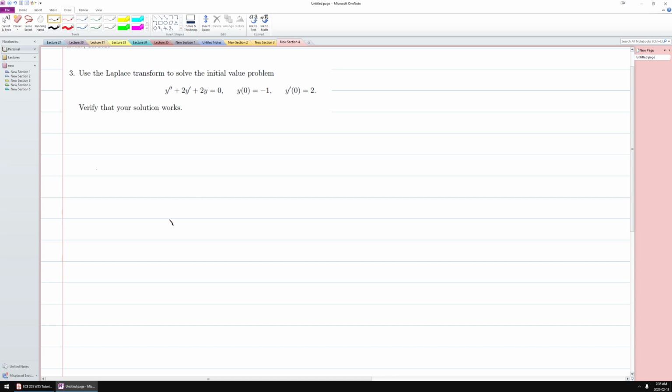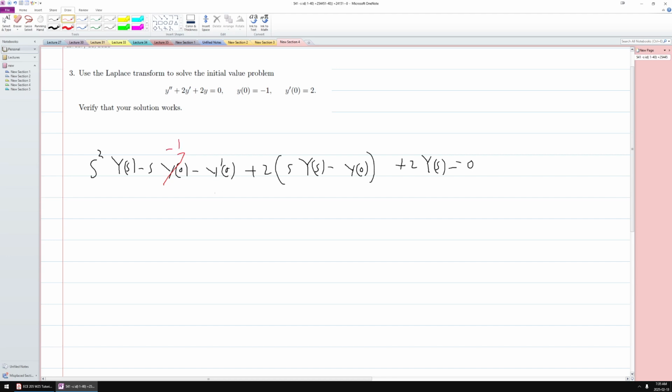So if I take the Laplace transform of everything, I'm going to get s squared Y(s) minus s y(0) minus y prime(0) plus 2s Y(s) minus 2 y(0) plus 2 Y(s) is equal to 0. Applying the initial conditions, this gets me a minus 1, this gets me a 2, this gets me a minus 1.